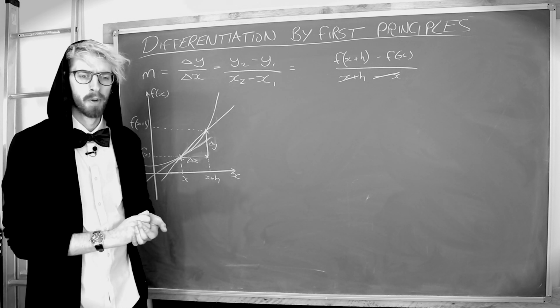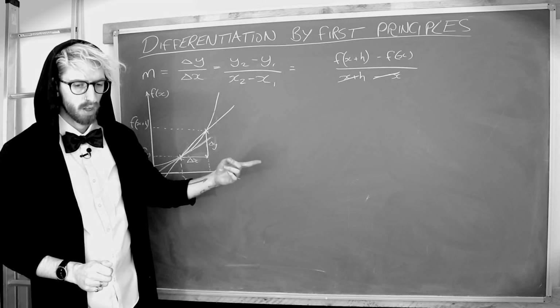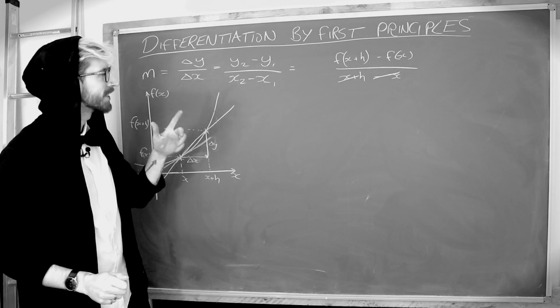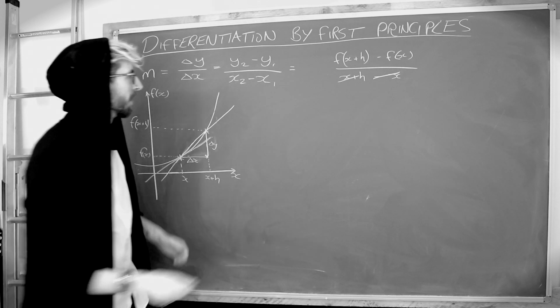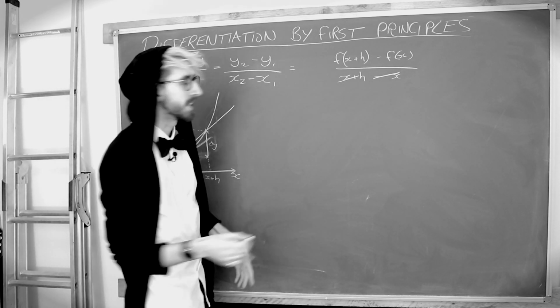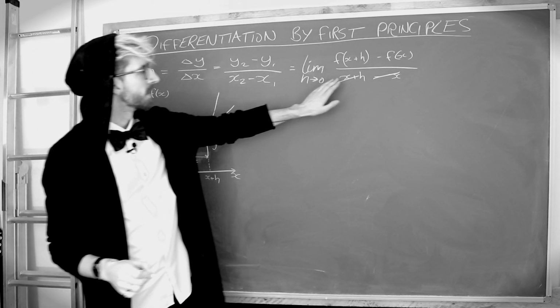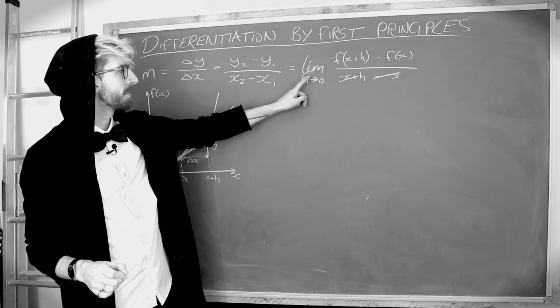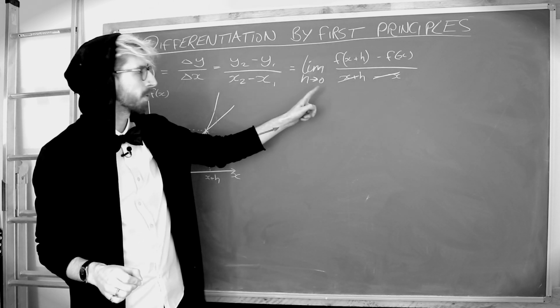So what are we doing now? We've got that over that, but there's one condition. I said this only works if h is really small. So what we do is we introduce a limit. So we've got the limit of all of this as h tends towards 0.